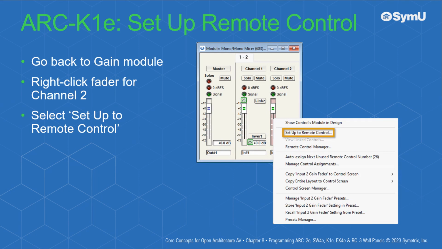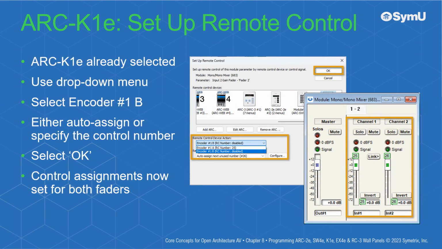Go back to the gain module, right-click the fader for channel 2 and select Set Up to Remote Control. Notice the ARC-K1E is already selected. Use the drop-down menu to select encoder number 1B. Next, either auto-assign the control number or specify the control number to be assigned to the channel 2 gain fader. Then select OK. Control assignments have now been set for both faders.